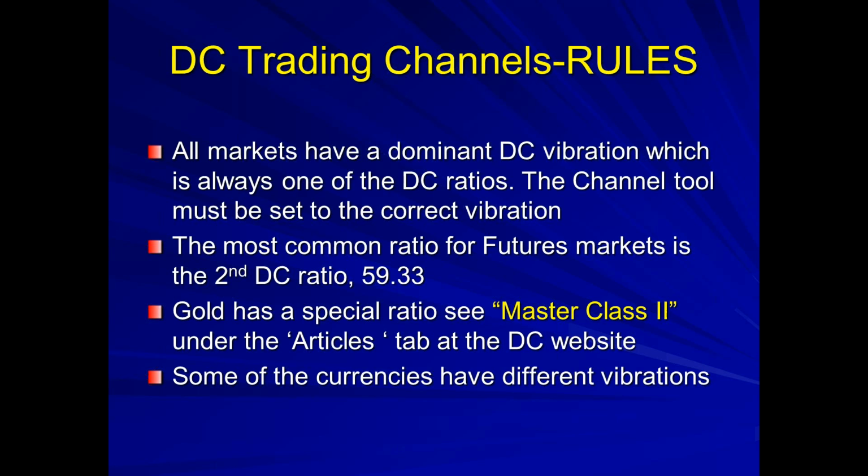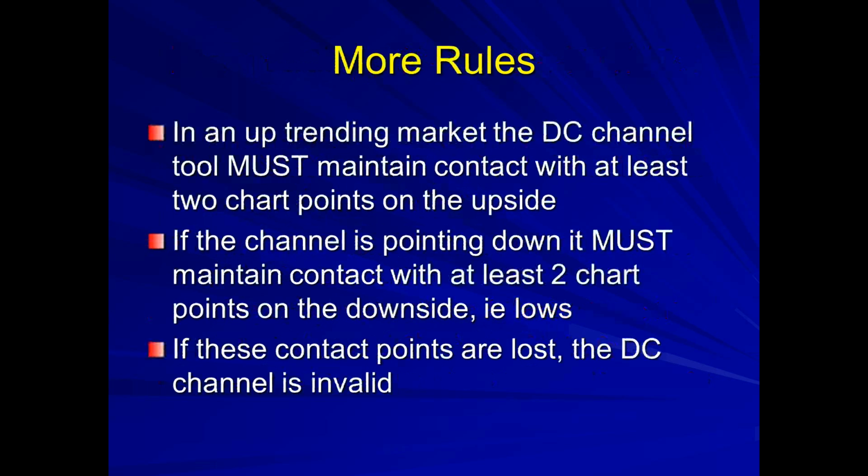The most common ratio for futures is the second Danielcode ratio, 59.33, and gold has a special ratio. Some of the currencies have different ratios and vibrations. The most common one for currencies is 1.625, which is another Danielcode number, and the euro often uses the heathen vibration, which is 70. You can read all about that in the articles.